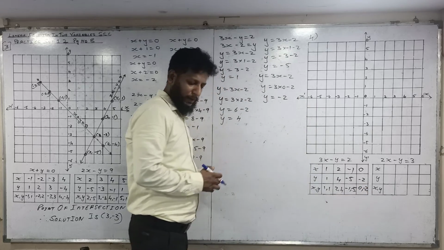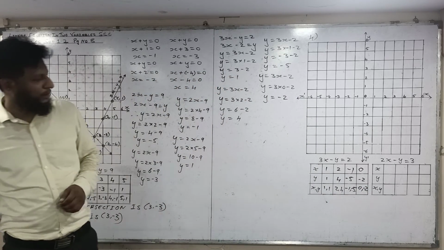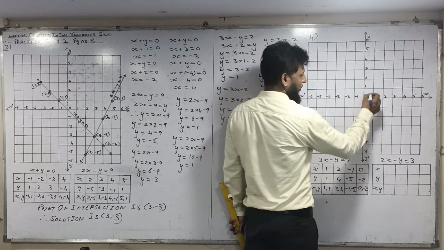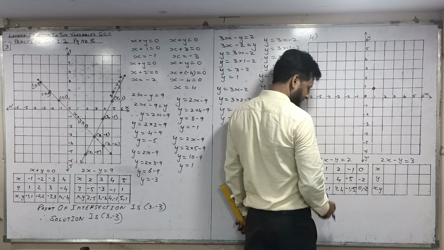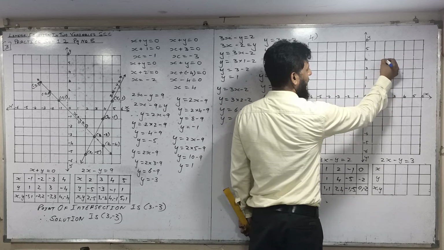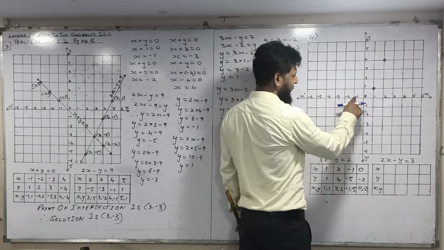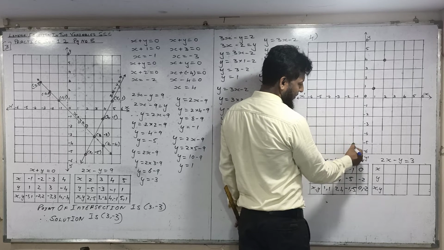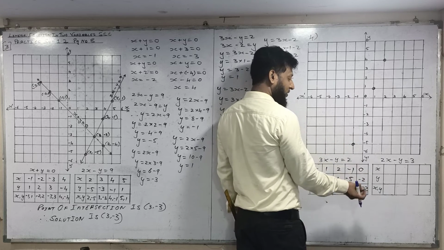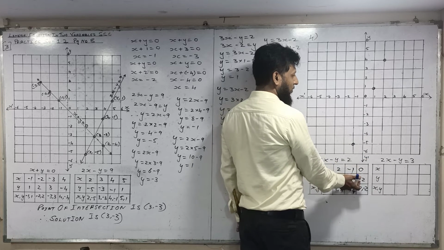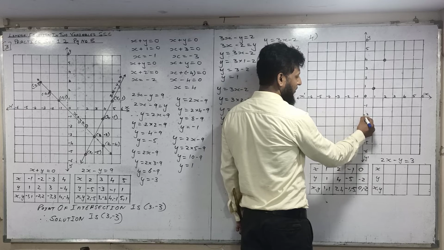So now plot the points and then draw the line. So x value 1 and 1, so 1 and 1 this point. 2 and 4, x value 2, y value 4, this point. And x value minus 1 and minus 5, this point. And if x is 0, then put the point directly on y axis. Okay, y axis minus 2 is this.